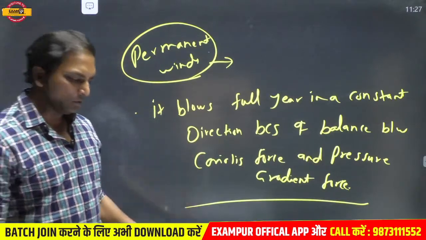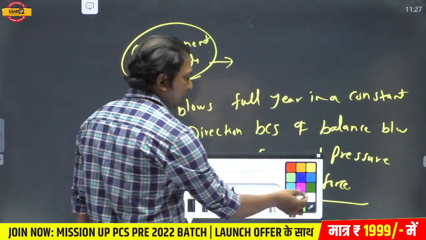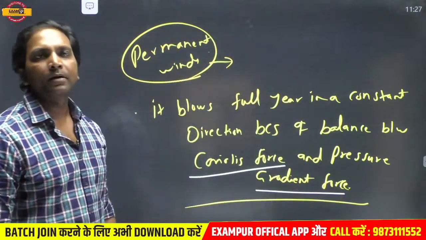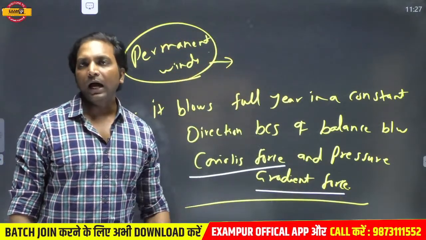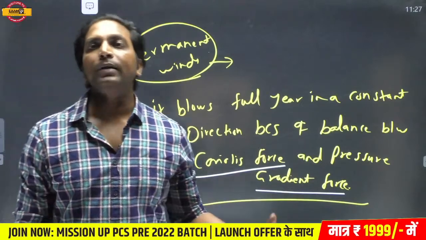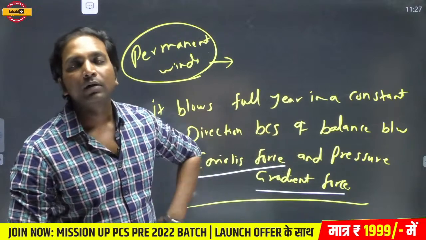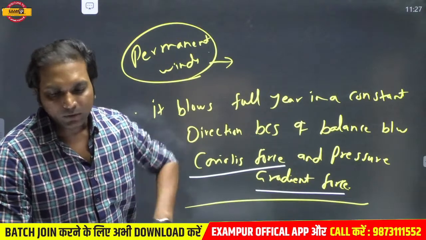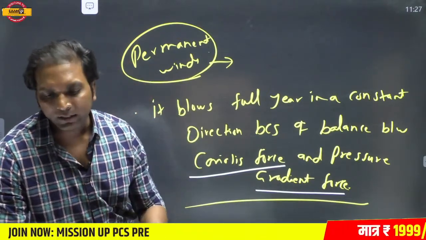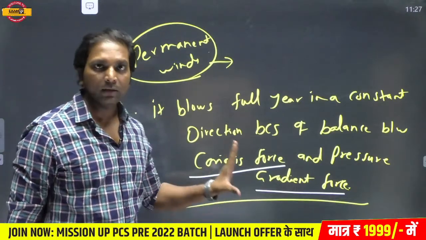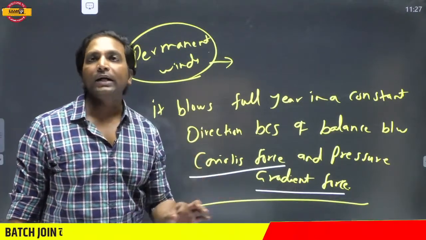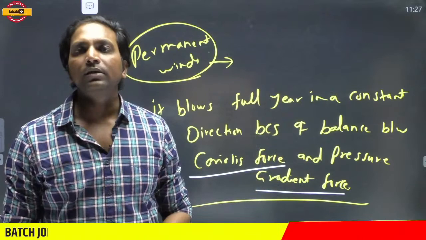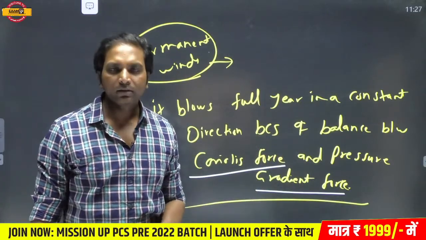So now we are going to learn how these two forces have an impact over the permanent winds, and how these two forces are the major causes behind the formation of these permanent winds. So what do you think about the Coriolis force first of all, or the deflection force? We are going to learn first about the Coriolis force. This question was asked in the 67th BPSC Prelims exam, which was cancelled just because the paper was leaked in Ara.